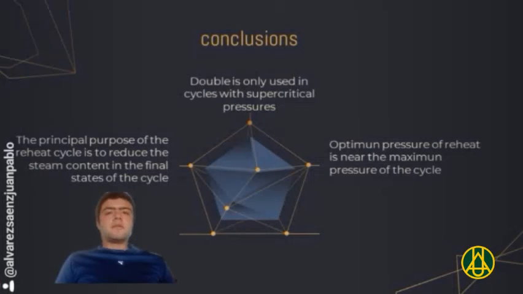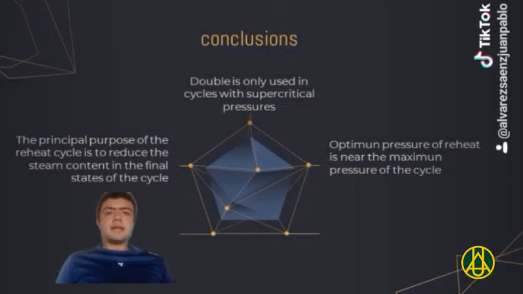The last part of my presentation are the conclusions. Okay, the first is double reheat is only used in cycles which the maximum pressure are supercritical, that are bigger than 20 megapascals. Okay, the second is that the principal purpose of the reheat cycle is to reduce the steam content in the final states of the cycle. That makes the efficiency bigger in our cycle.